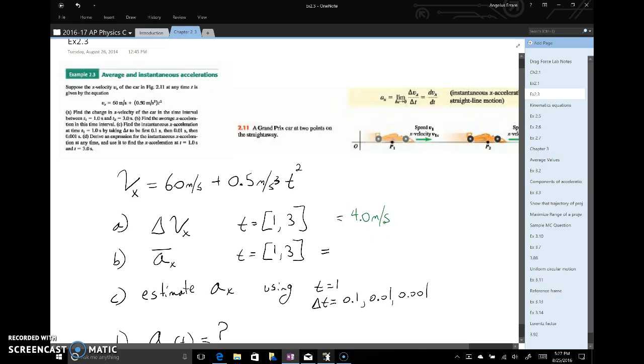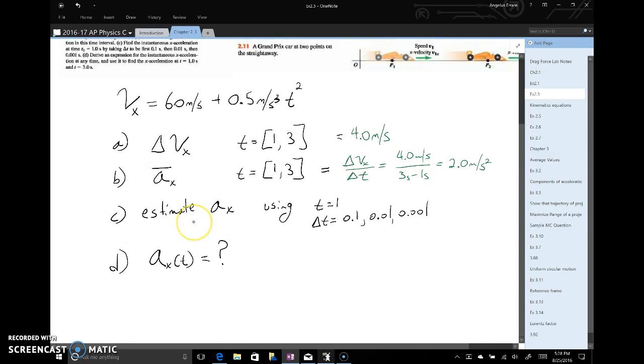Now, if we want to find the average acceleration on that time interval, that means we need the change in the x velocity over the change in time. And so this is going to be 4.0 meters per second over 3 seconds minus 1 second. And so we'll get 2.0 meters per second squared as our unit. That's our average acceleration.